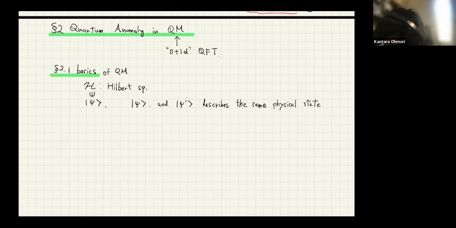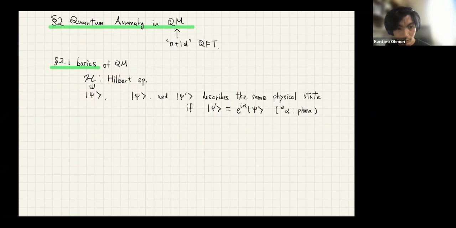If psi prime is the same as psi up to a phase, some alpha phase, and this is a real number. Here I already assume these two are unit vectors. So there's a phase ambiguity, and the two states give you the same probability distribution of any measurement. Okay, that's the Born rule.